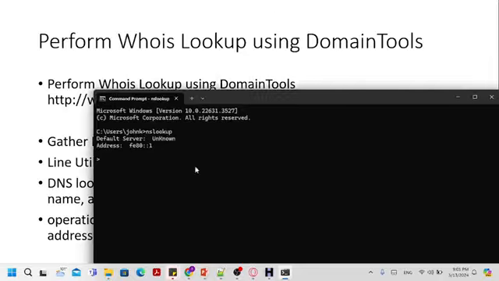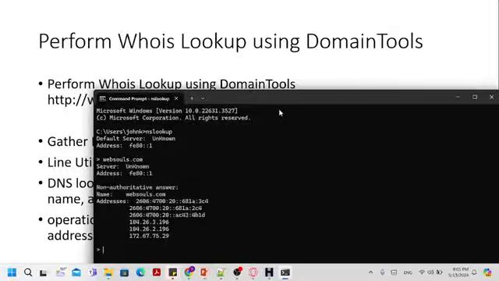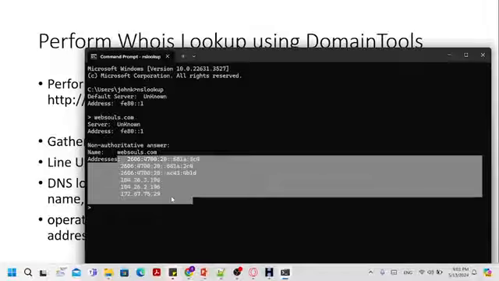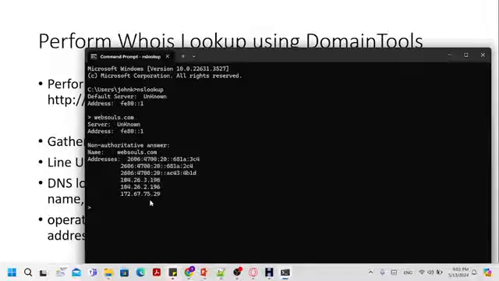So this is NSLOOKUP. Let us type the domain websource.com. So it has given me the IP address of this domain and so on.